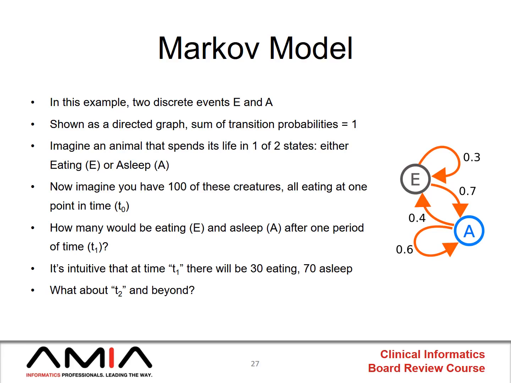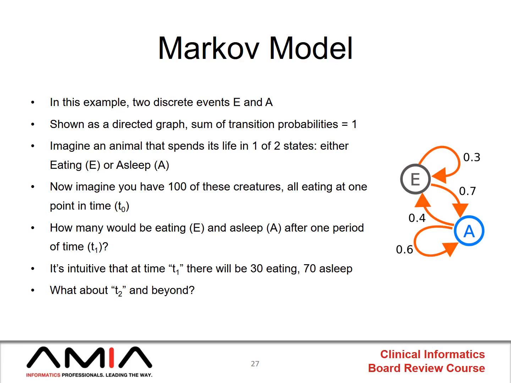Conversely, if you're in A, there's a 60% chance you'll stay there in one time cycle, and there's a 40% chance that you'll transition out in that time cycle. So let's put some concrete terms around this. Imagine that this is a Markov model that describes some really simple animal that does exactly two things in its life. It's either eating or it's asleep. And when it's not asleep, it's eating. And when it's not eating, it's asleep.